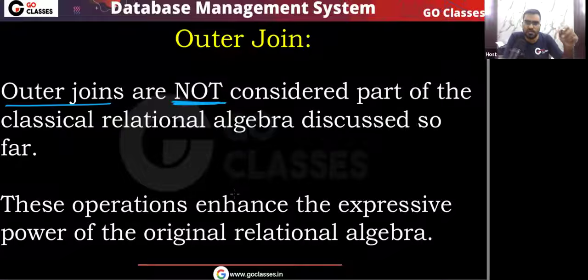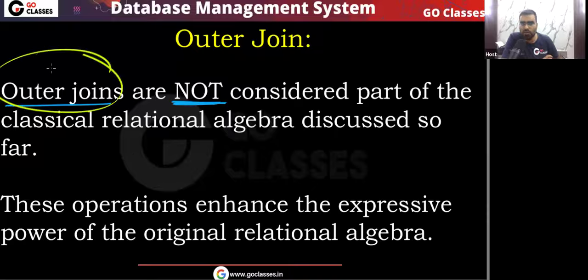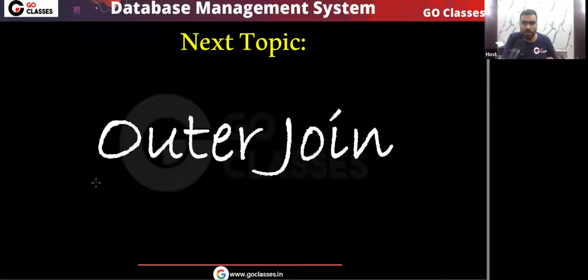I told you that in relational algebra, we don't have the concept of null. Do you remember I told you in part 1 that relational algebra has no concept of null values? But in the outer join, we will use null values. So this outer join is not part of classical relational algebra. I can say this outer join is an extended operation, part of extended relational algebra.